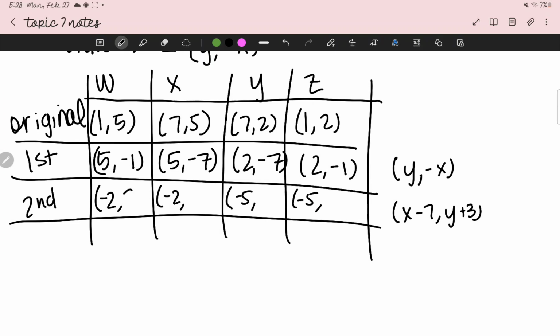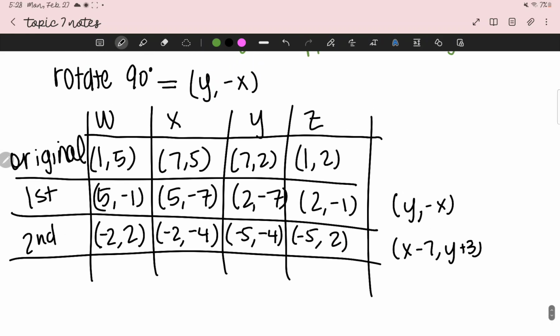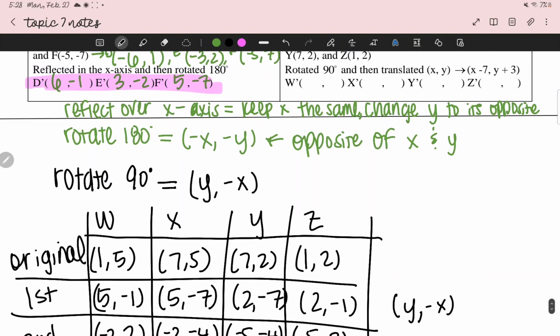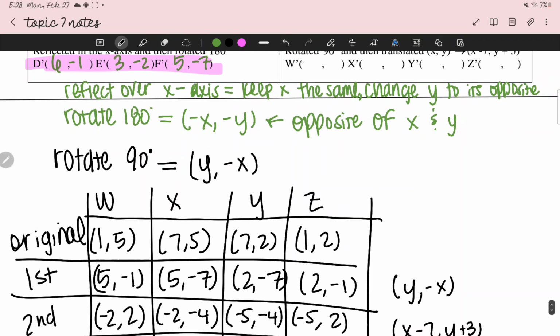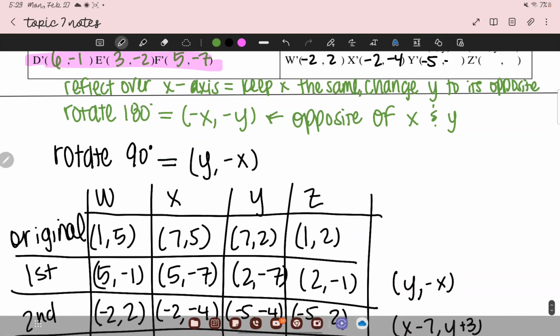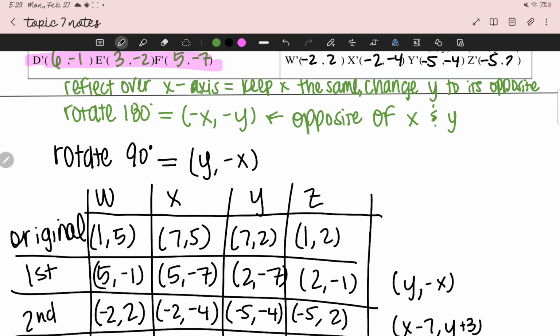So -1 plus 3 is 2. -7 plus 3 is -4. And -7 again plus 3 is -4. And again, -1 plus 3 is 2. So all of my final answers are going to go there. So W double prime is going to be -2, 2. X double prime is going to be -2, -4. Y double prime is -5, -4. And Z double prime is -5, 2.